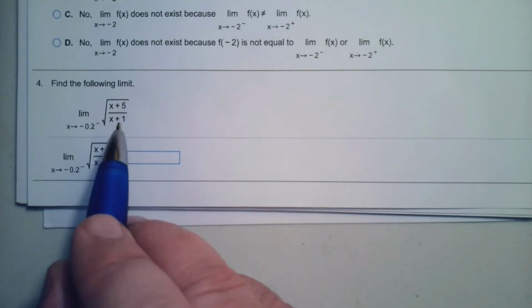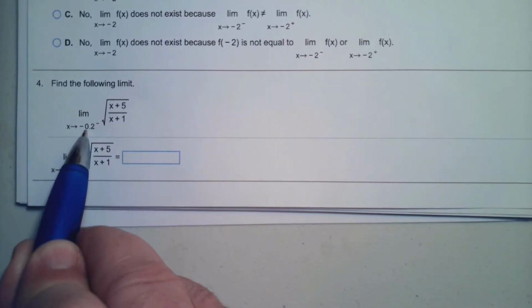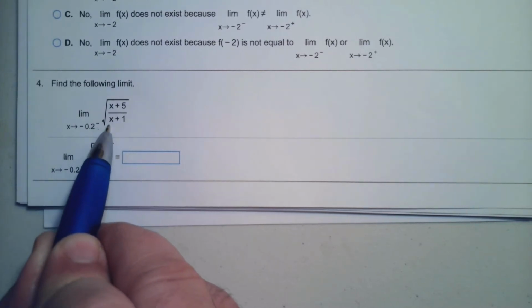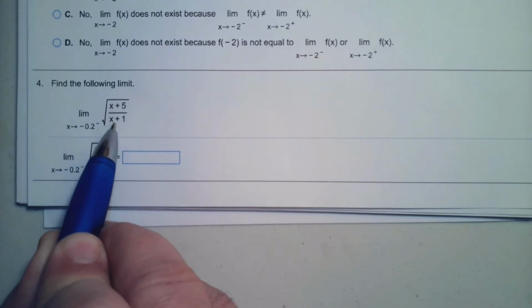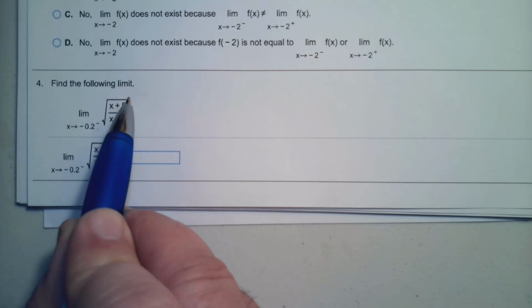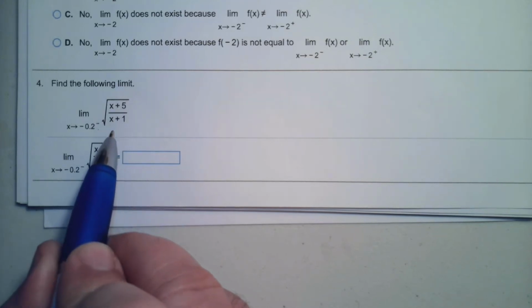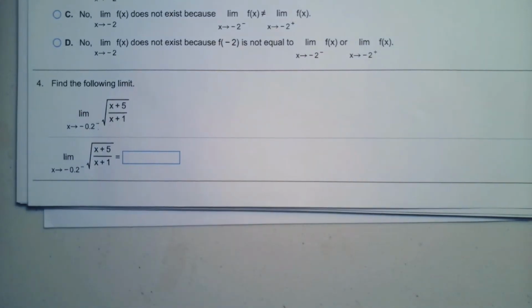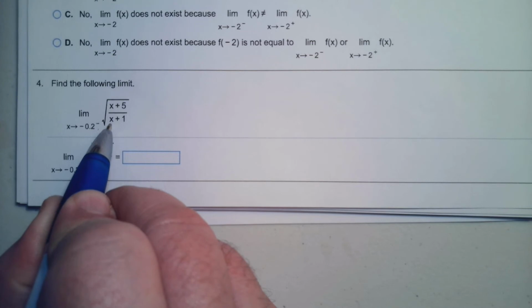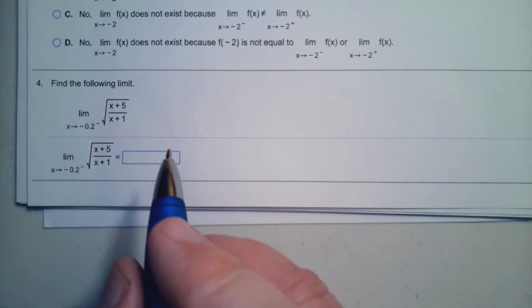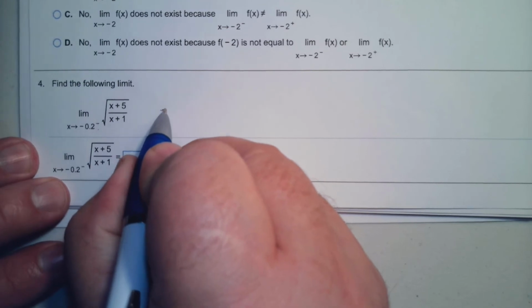Okay, find the following limit. X approaches negative 0.2 from the left. Since the only restriction we have is the numbers have to be greater than 1 or greater than 0, because it cannot equal negative 1 or anything smaller. So what we do here is just plug them in.